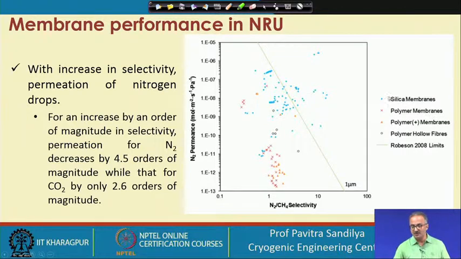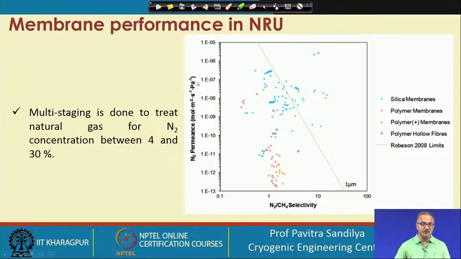And here we find the various kinds of membranes which have been included: silica membranes, polymer membranes, then some hollow fiber. So for different types of membranes, we find different types of relationship between the selectivity and the permeance, but the overall trend is that the selectivity decreases with an increase in the permeance.